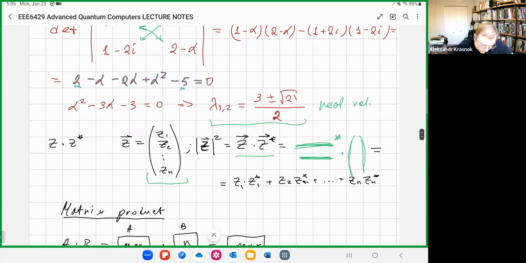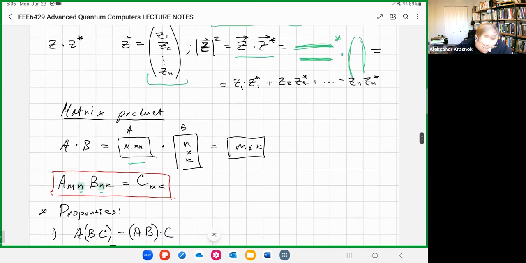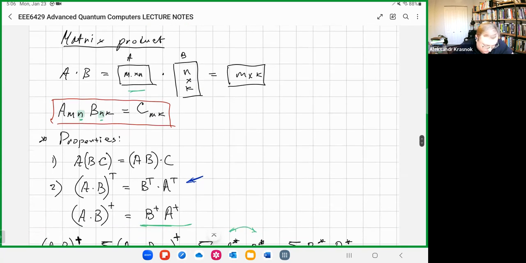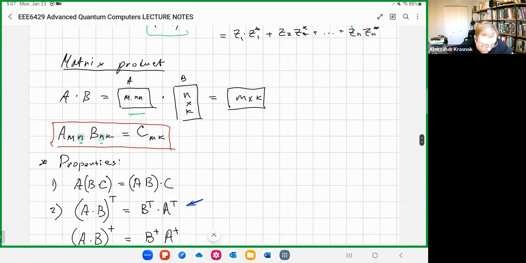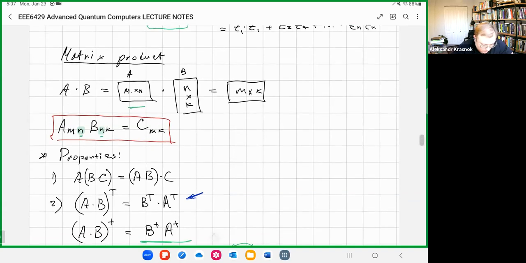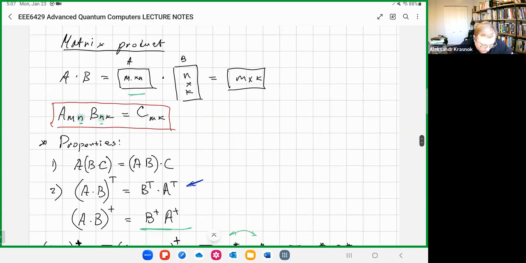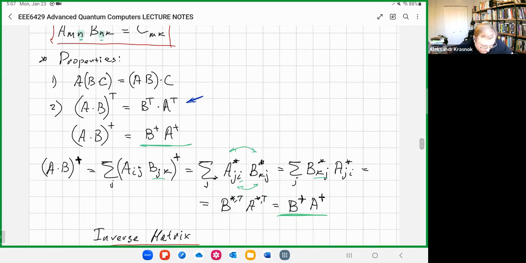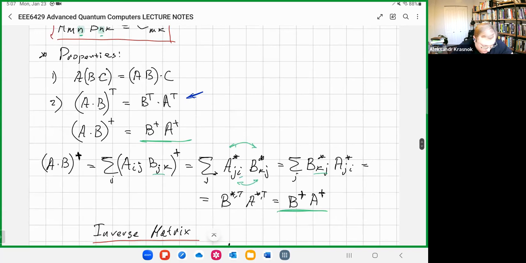Then we discussed other operations with matrices. The first one was the matrix product: any two matrices A and B can be multiplied. Then we covered the properties of the matrix product.